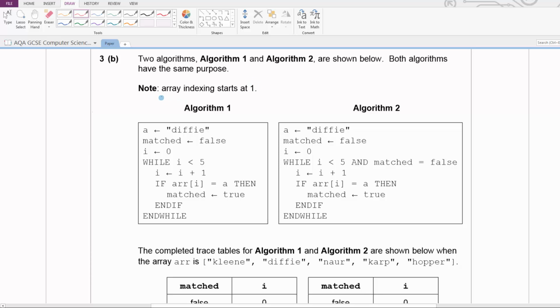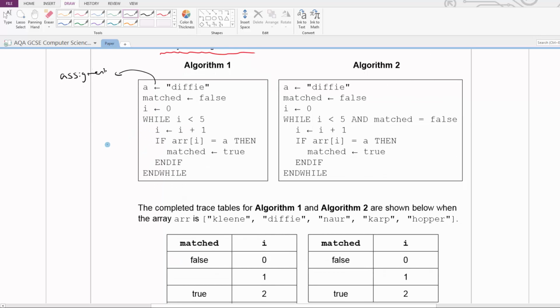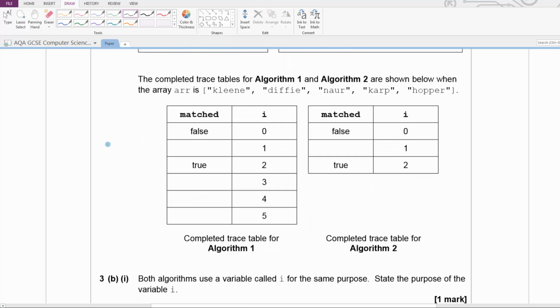One important point is that the array indexing starts at 1. Often we do 0 indexing, especially when it's implemented in programming, in code, but this is starting from 1, so just bear that in mind. And also, just to pick up on this pseudocode, AQA have their own convention. I'm pretty sure it's publicly available, it might be on their website, but they use this arrow to represent variable assignment. It doesn't mean anything too special, but often we use equal signs, especially when we're doing it in code. So, the completed trace tables for both of these algorithms are shown below when the array is this. So we have 5 elements.